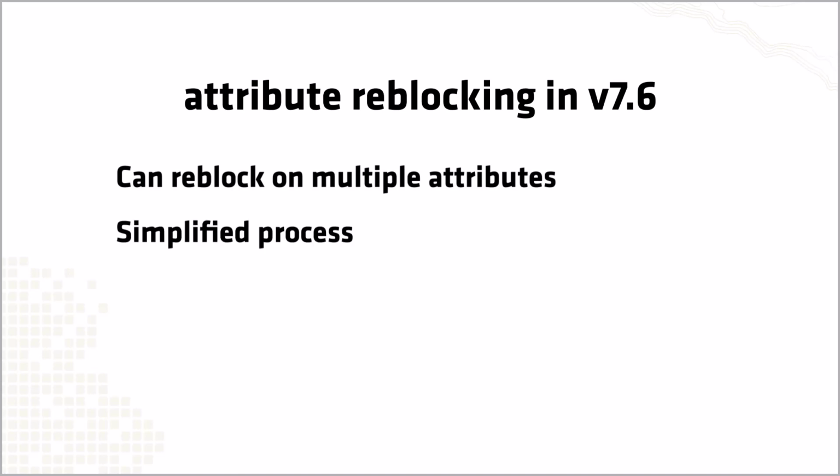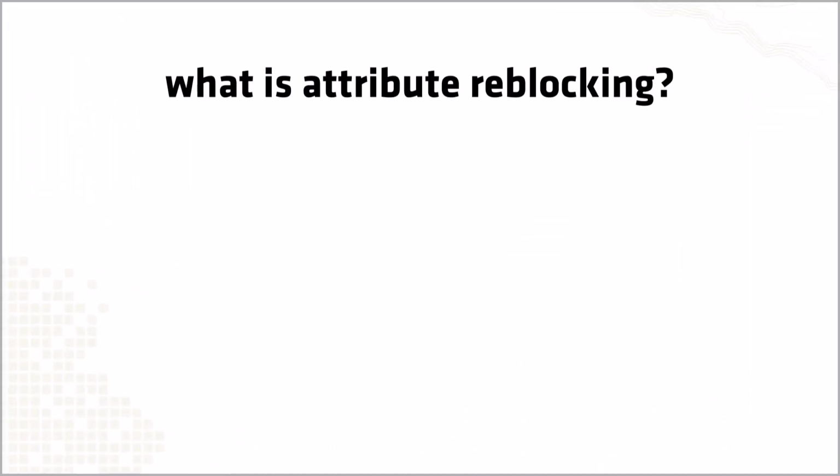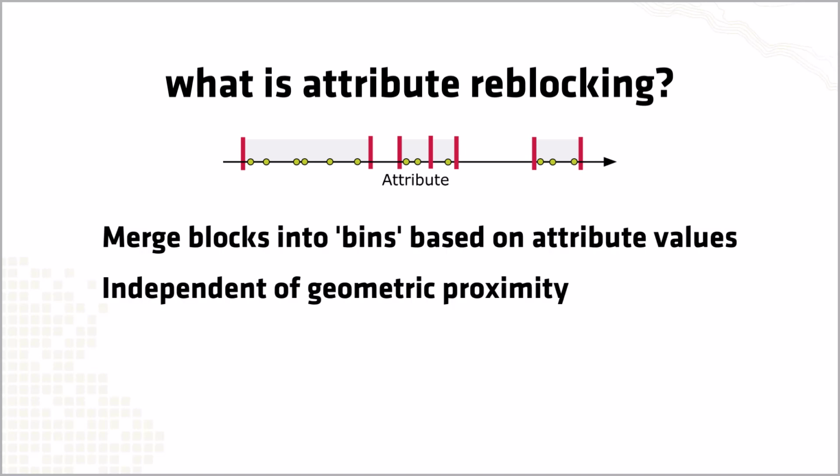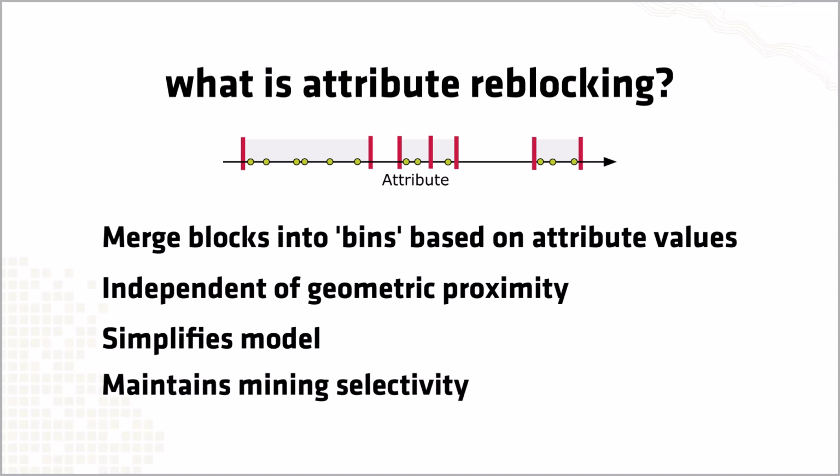We have simplified the process, making it much more user-friendly and foolproof to utilize multiple attributes for defining bins and attribute reblocking. But first, let's quickly recap what attribute reblocking is all about. Attribute-based reblocking is a technique that involves merging blocks based on their attribute values rather than their geometric proximity, which is useful when dealing with various material qualities and maintaining mining selectivity. You can subdivide attribute ranges into bins, grouping similar attributes together.